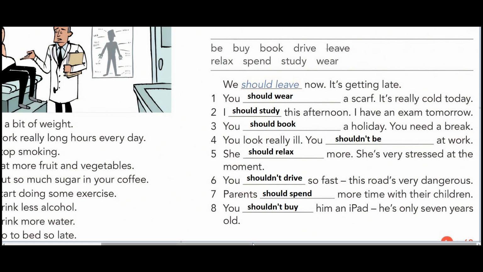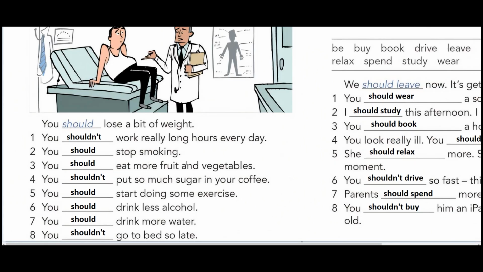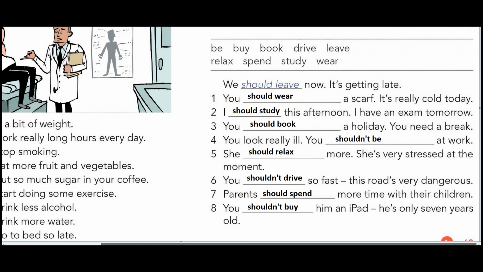So, now I will read the answers overall. You should lose a bit of weight. You shouldn't work really long hours every day. You should stop smoking. You should eat more fruit and vegetables. You shouldn't put so much sugar in your coffee. You should start doing some exercise. You should drink less alcohol. You should drink more water. You shouldn't go to bed so late.